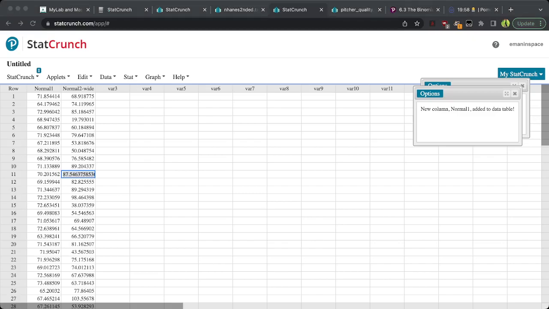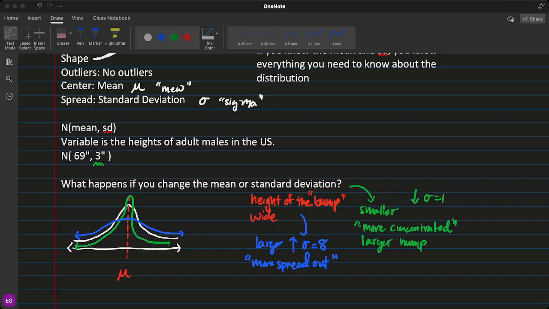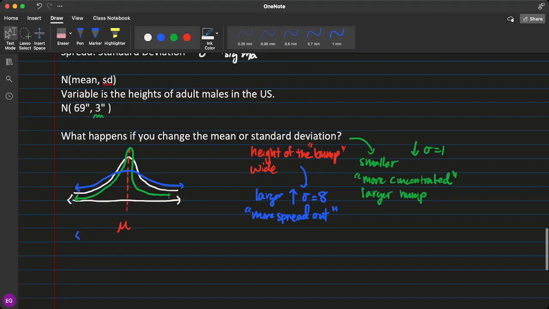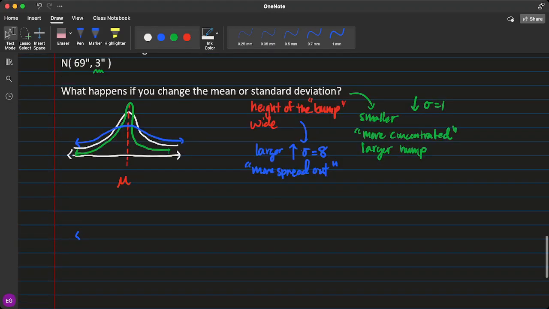Okay, so let me switch back to the notes. Now we're going to talk about how to calculate probabilities with these things.